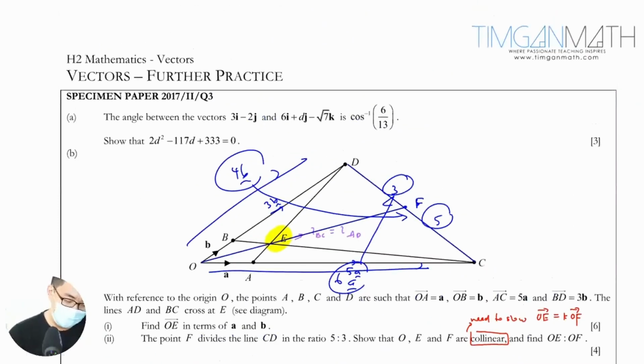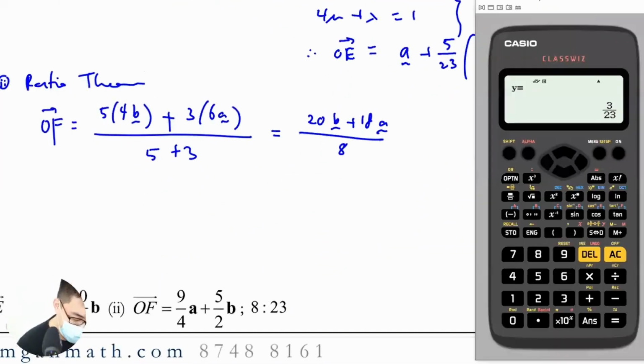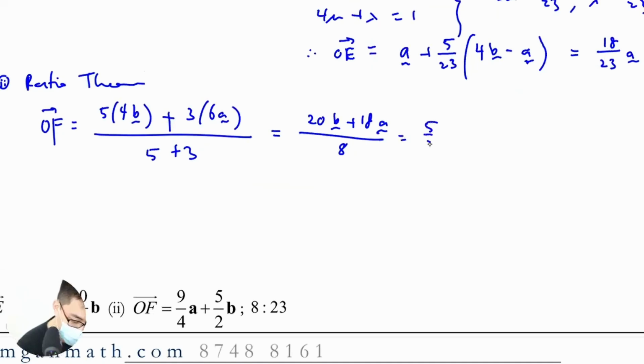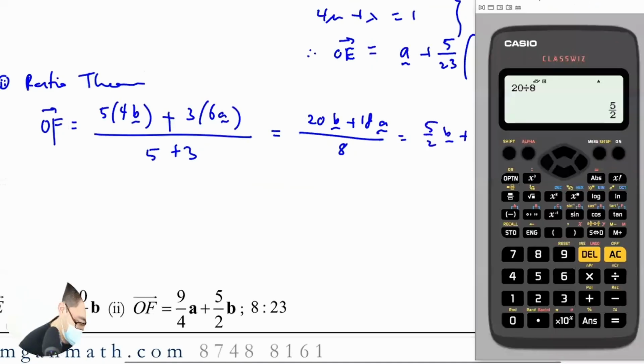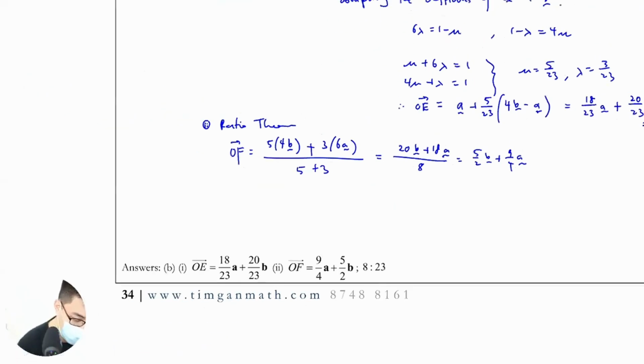Okay, good job. So in this case, you can show it already. 20 over 8 will be 5 over 2. 18 over 8 is 9 over 4. Okay, so it's OE.